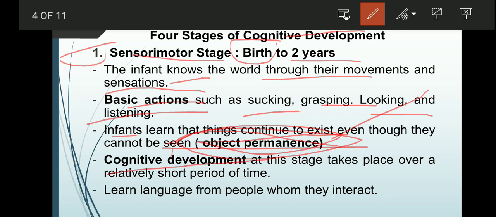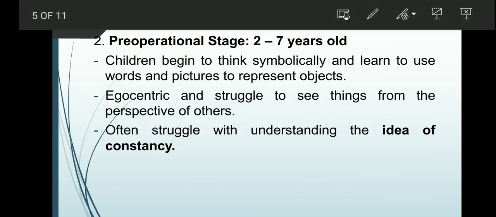Cognitive development at this stage takes place over a relatively short period of time. It's because super bata pa sila, so the development in their cognitive ability is super short lang at this stage. So the primary language is learned from people whom they interact with. Di ba usually, kung gusto niyo unsang language ang matunan sa inyong anak, make sure na maugin na inyong language, the interaction language na madungog sa bata. Okay, from 0 to 2 years old. The second one would be the pre-operational stage from 2 to 7 years old.